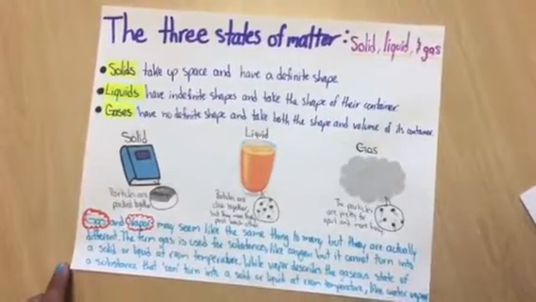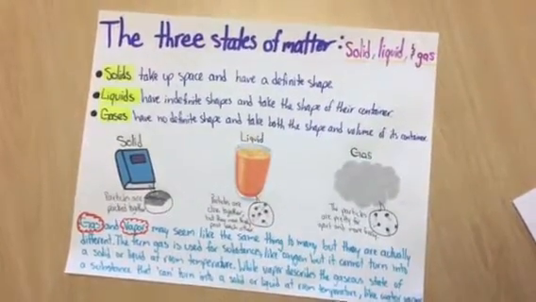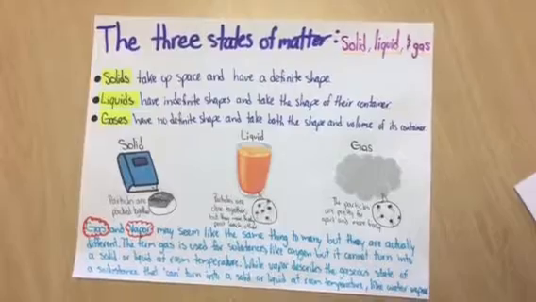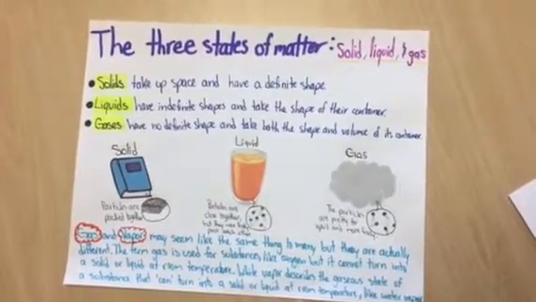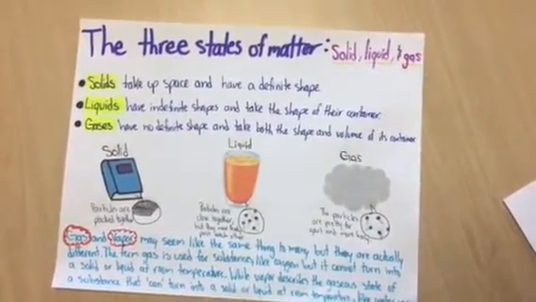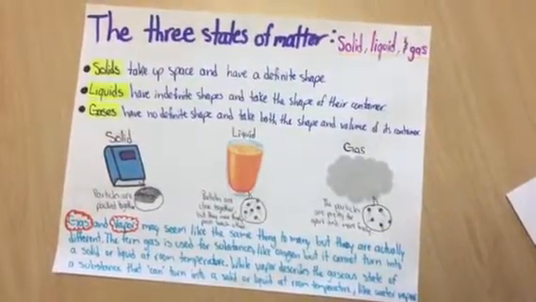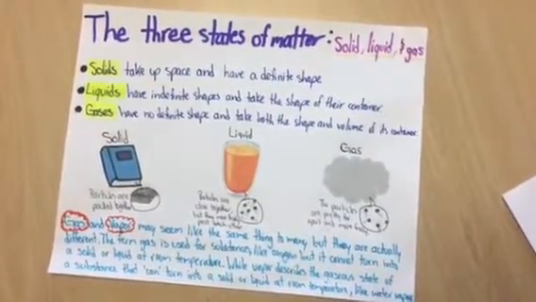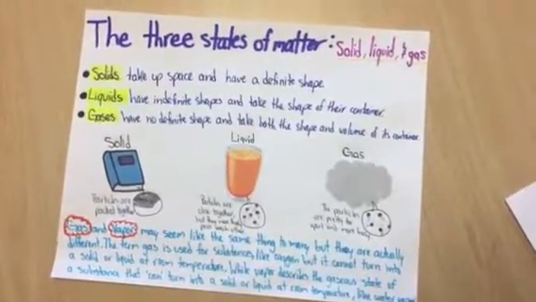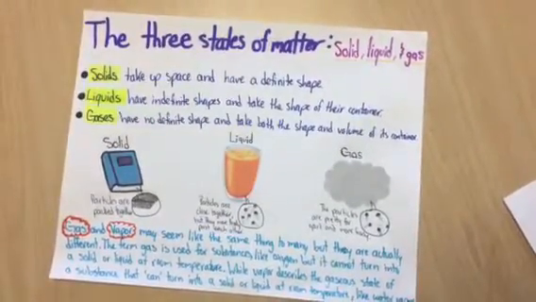Gas and vapor may seem like the same thing to many, but they are actually different. The term gas is used for substances like oxygen, which cannot turn into a solid or liquid at room temperature, while vapor describes the gaseous state of a substance that can turn into a solid or liquid at room temperature, like water vapor.